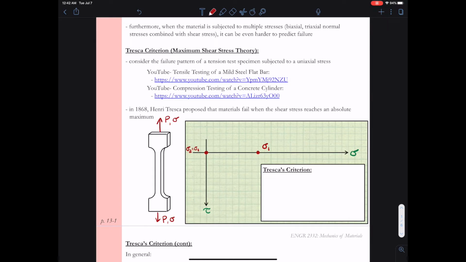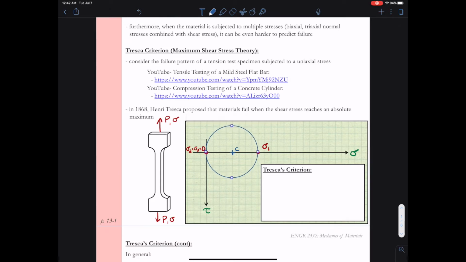So labeling, plotting my circle and putting my points in here, I see that I have the case of just principal stresses. And so I can label my principal stresses sigma 1, sigma 2, and sigma 3, where sigma 2 and sigma 3 are 0.